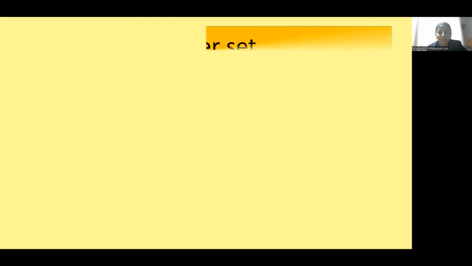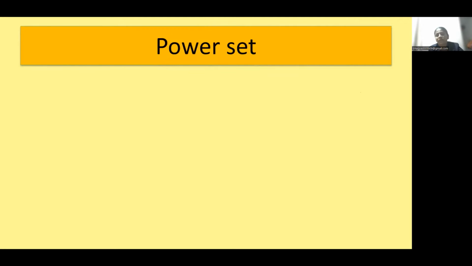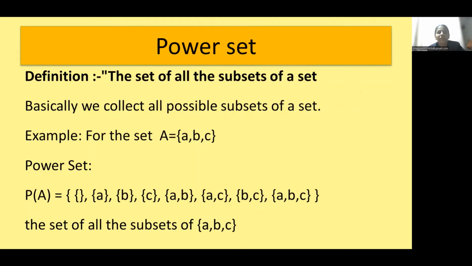The next one, power set. What is meant by power set? A collection of all subsets of a given set is called a power set. म्हणजे काय बघा, definition: the set of all subsets of a set is called a power set. Basically we collect all possible subsets of a set.